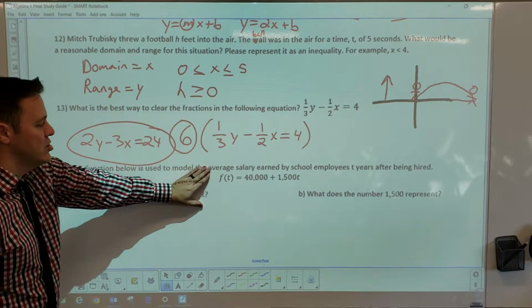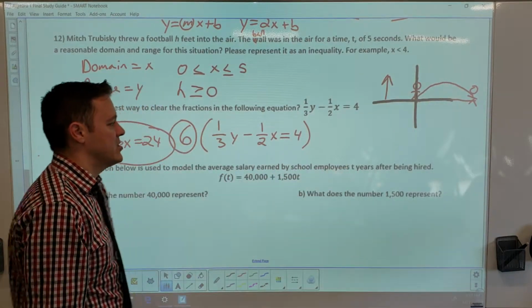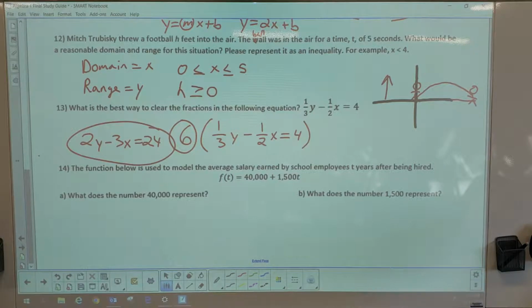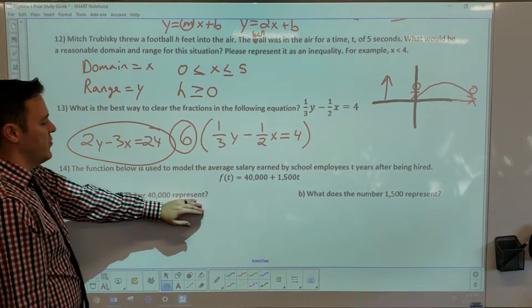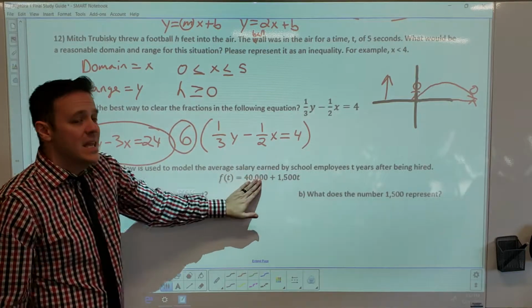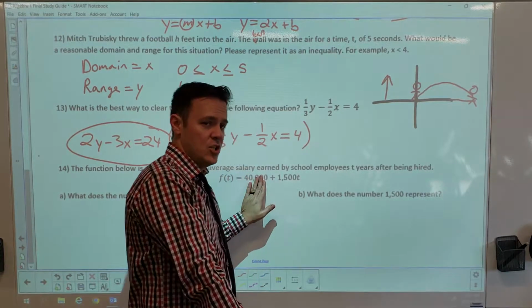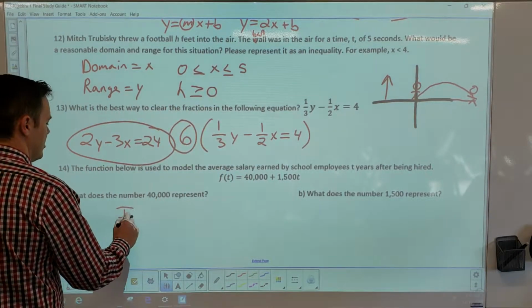All right, the function below is used to model the average salary earned by school employees T years after being hired. What does the number 40,000 represent in this equation? That is going to be your initial amount. Okay, this is your initial amount.